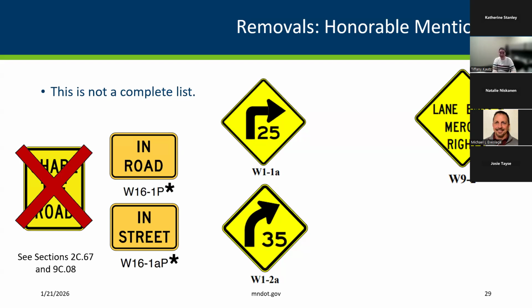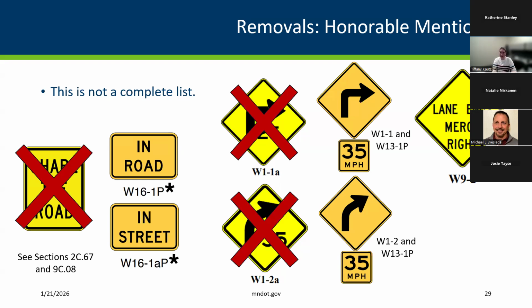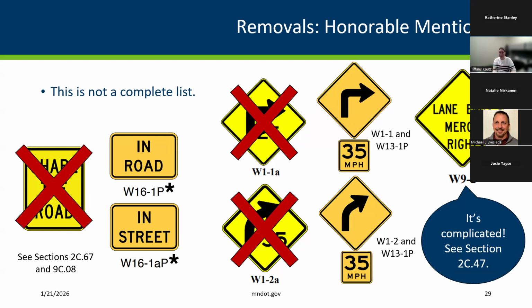Then we had the combination horizontal alignment with advisory speed signs. Those signs have also been removed, but we still can use the horizontal alignment with advisory speed plaque. So the combination sign has been removed. Finally, we have the lane ends merge right sign. This sign is complicated. So if you want to know more about using it, please see section 2C.47 for what to do now, but the W9-2 is no longer in the manual.